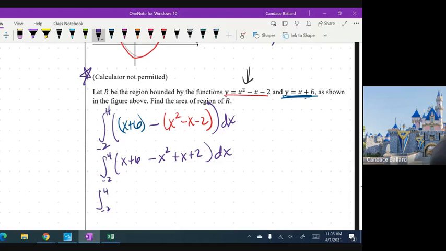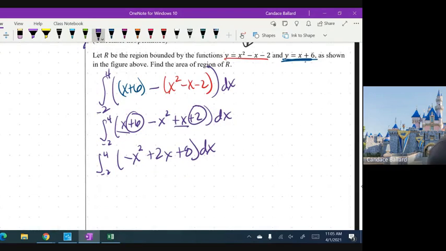All right, so from -2 to 4, we have, let's see, -x squared. I'm combining these together, so plus 2x. I'm combining those, I'm getting +8 dx. Looks a lot better than it did, right? So we're going to go ahead and do our integration step.